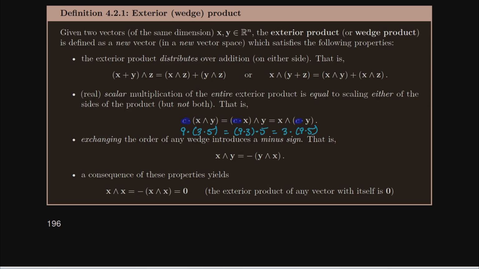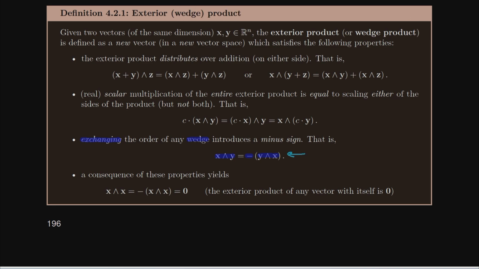That's what's very important here. It passes to either, but not both. Now, the special thing about the wedge, the only funky thing about the wedge that gives it all of its unique characteristics, is that if I exchange the order of any wedge, so I start with x wedge y, and I want to exchange the order to y wedge x, I have to pay the price of a minus sign. So that's what's going to be special here.